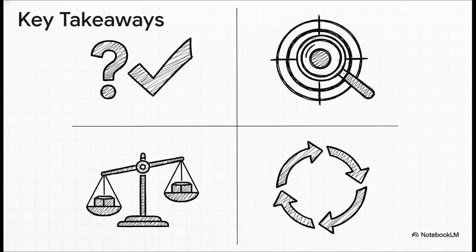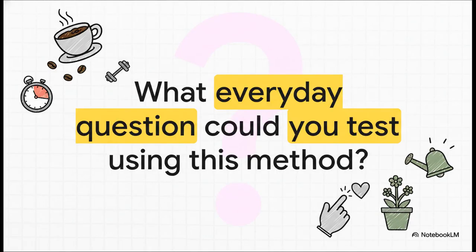So, what's the big takeaway from all this? The scientific method isn't just for science class. It's an incredibly powerful framework for thinking critically. It's really all about asking good questions, making predictions you can actually test, and designing fair experiments to find answers you can trust. So I want you to think about it. From figuring out the absolute best way to brew your morning coffee, to improving your workout, to making your garden grow better, what's an everyday question you could investigate using this exact process?